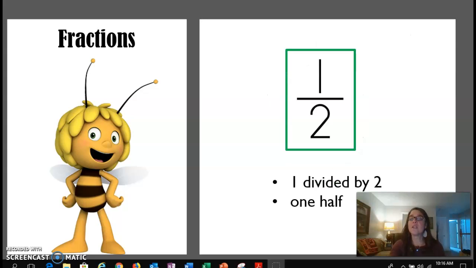So when we focus on how to read this fraction, you can start with the top number, the numerator, and say 1 divided by 2, or you could say one-half. Now this is different because we don't use that number 2 word, we say half. So when a shape is split into two pieces and one of them is shaded, you say one-half is shaded, or we could say 1 divided by 2.